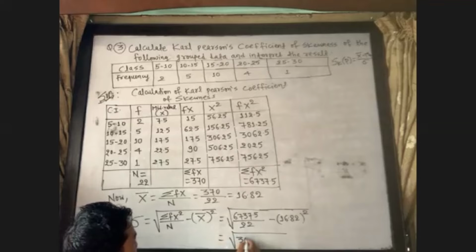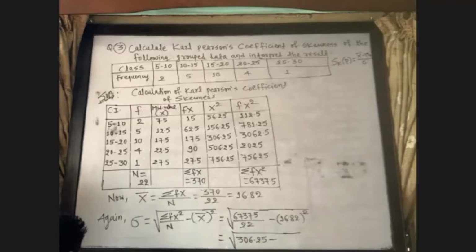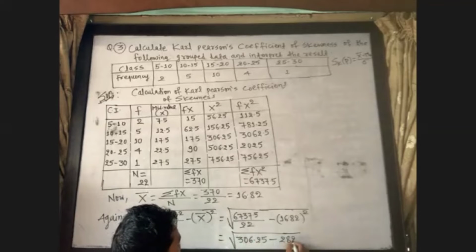306.25. Then minus. You have 16.82. 16.82 square garnu and we'll get here 282.91. Okay, this we got here.